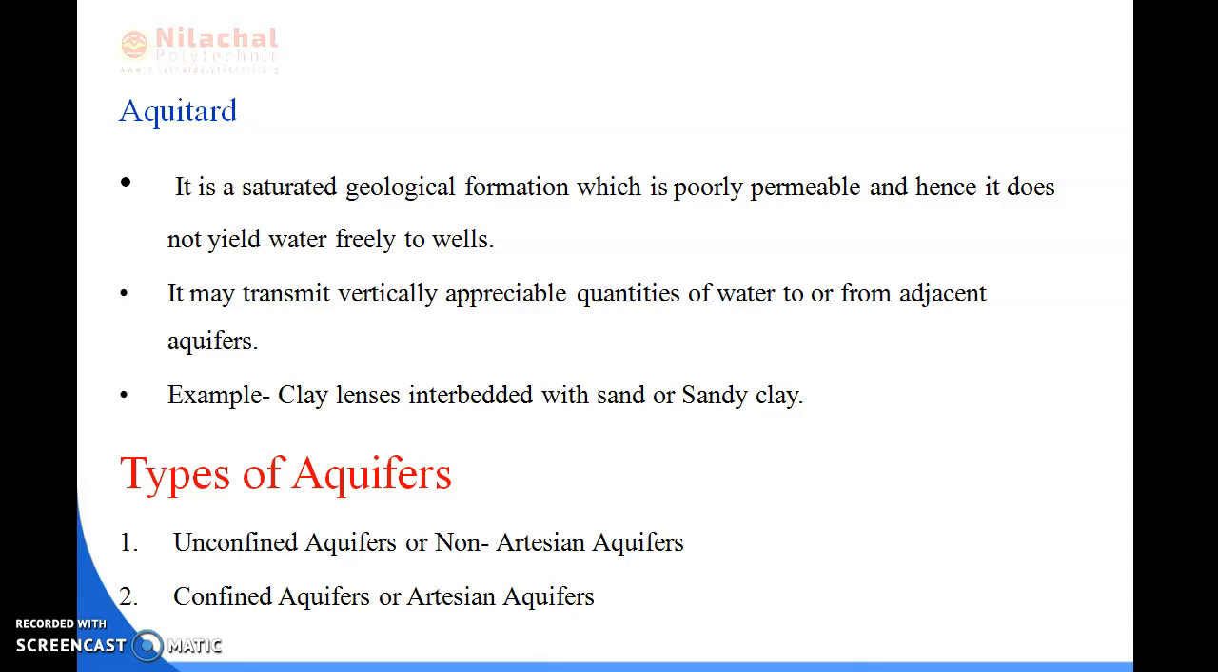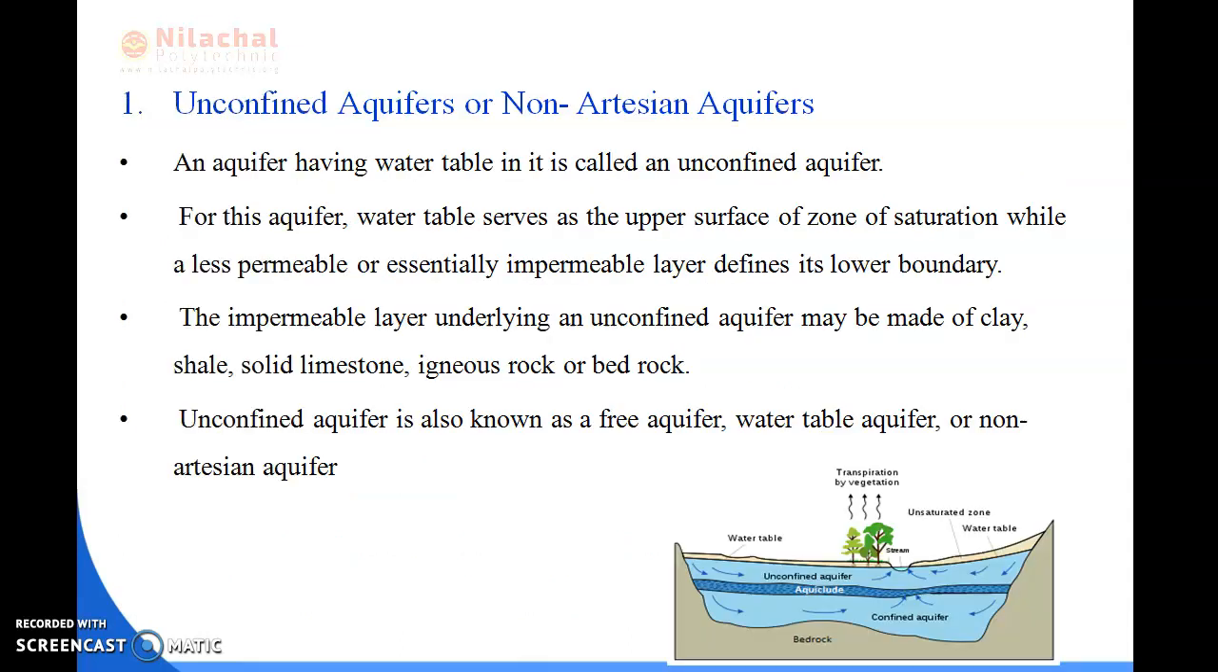Next we have discussed the types of aquifers. There are two types: unconfined aquifers and confined aquifers. I have shown you the diagram here. Unconfined aquifers are also known as non-artesian aquifers. An aquifer having a water table is called an unconfined aquifer, and in this aquifer the water table serves as the upper surface of the zone of saturation, while it has a less permeable, essentially impermeable layer below. It is also known as a free aquifer or water table aquifer.